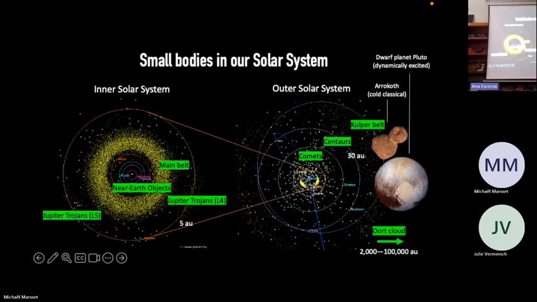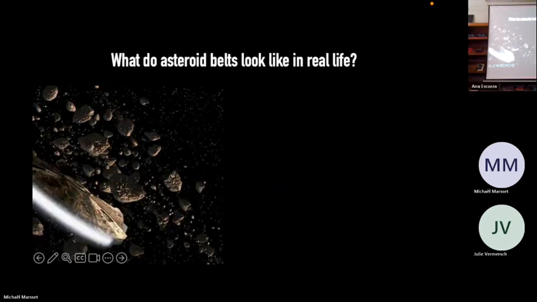All right, so that's for the different populations. So what do they look like in real life? Because we have this very biased view from science fiction movies. So here is an image of the Millennium Falcon, that's how you call it in English, navigating through an asteroid field, and it's pretty dense, as you can see.